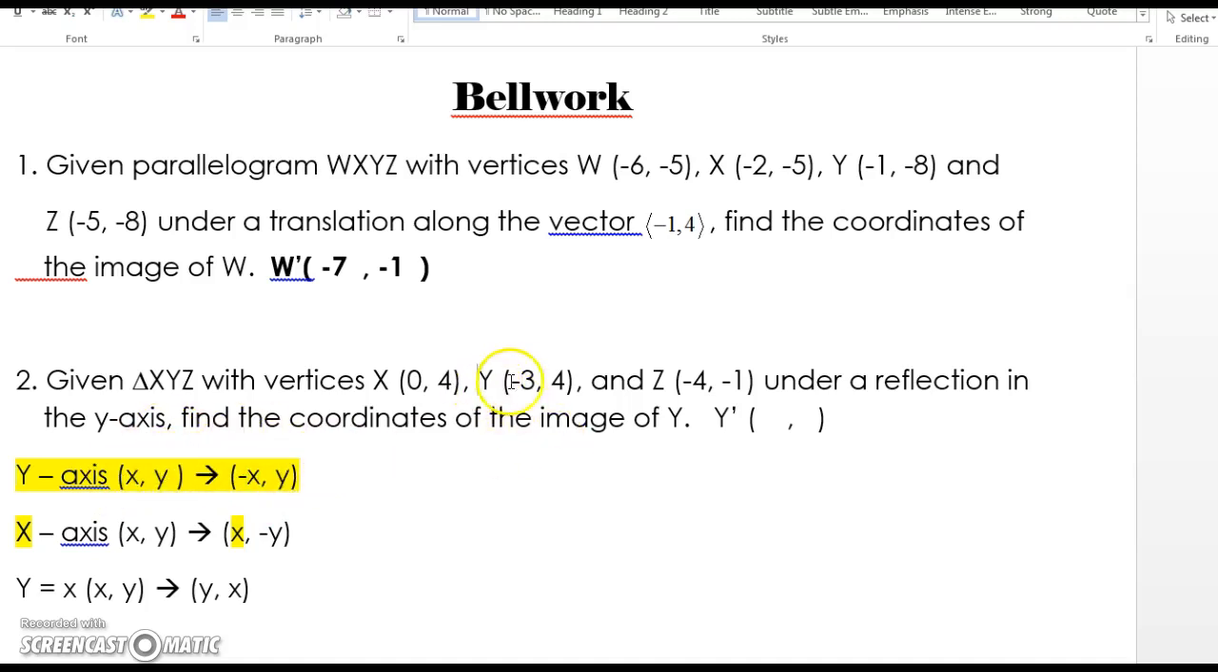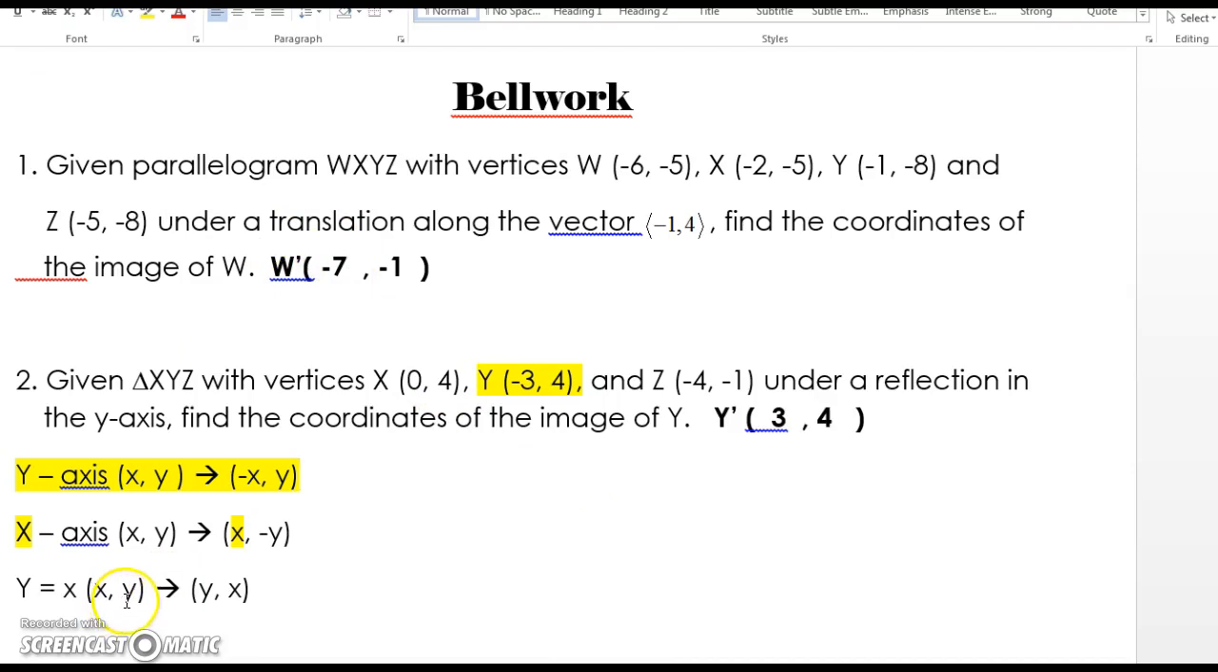the same. So if we go up to point Y, the pre-image, that was (-3, 4). So the y value stays the same. That means the y value in our image is also 4. But the x value, we're changing the sign. Notice it says -x, but you already have a -3. So changing the sign there, a -3, would give you a +3 for your image. So your answer for Y prime is (3, 4).